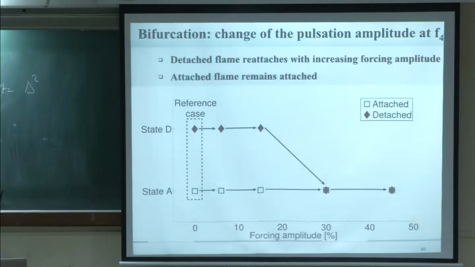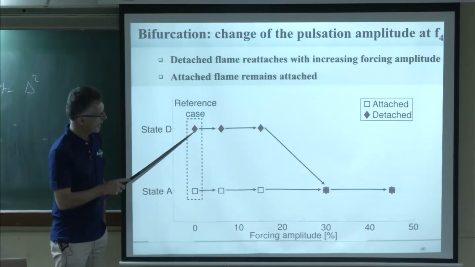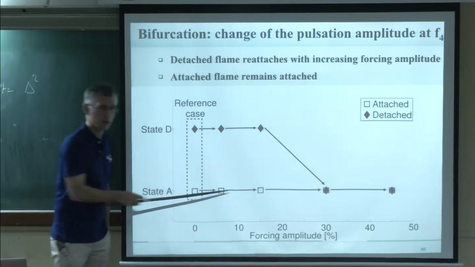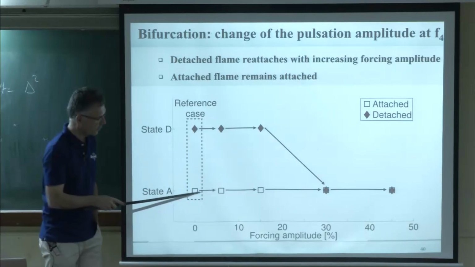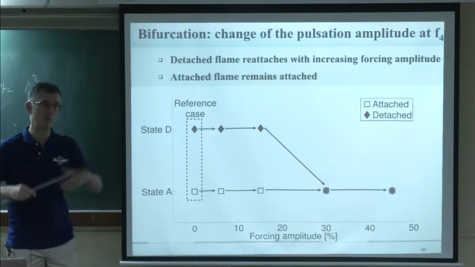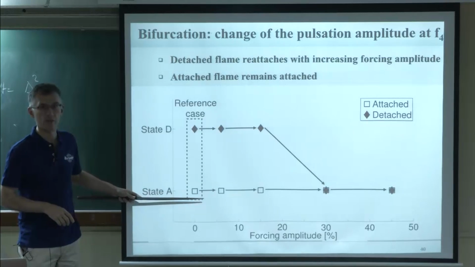So it means here that the bifurcation diagram is a little bit different. Now, if you are detached and you force sufficiently strongly, then you go back to attached. But when you are attached, you can force as much as you want. You always stay attached, which explains that in the chamber, which will be submitted to all kinds of forcing, you end up with the attached state.